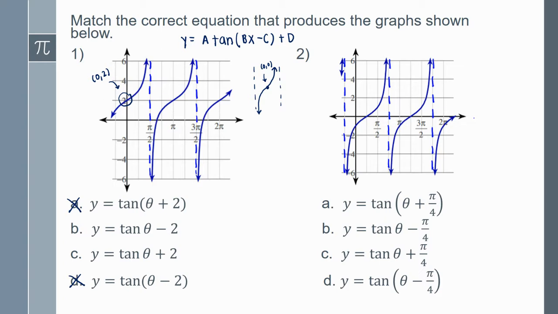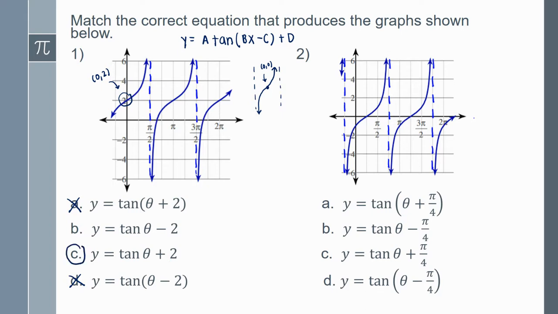Then the only other thing we have to think about is the fact that because we are shifting up, you are going to want to keep the sign the same. So notice that shifting up means I want that 2 positive. So it looks like C would be my answer.